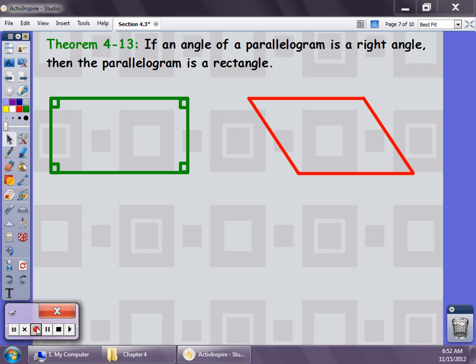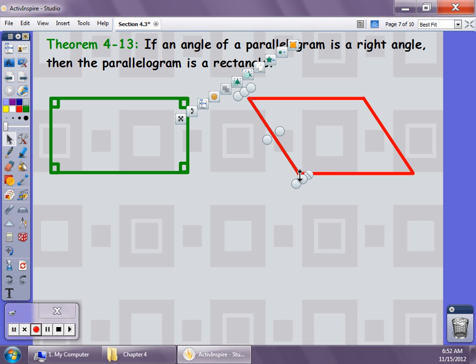So again, on the left-hand side, the green figure shows you the properties of a rectangle. It also has the properties of a parallelogram, which means that the opposite sides must be parallel and the opposite sides must be congruent. The figure on the right is a parallelogram, but as it stands now is not a rectangle. So let's go ahead and take one side and turn it into a 90-degree angle.